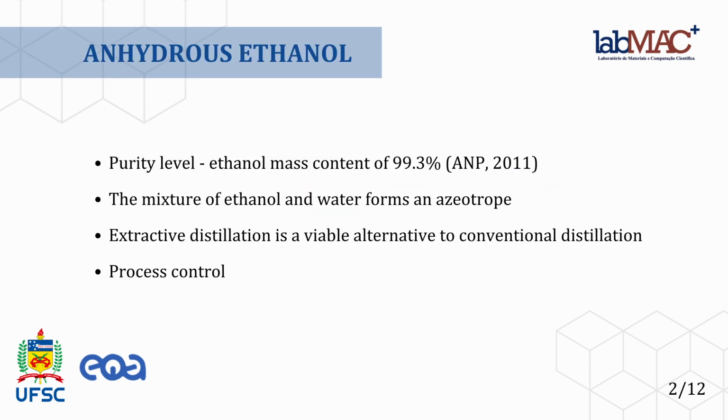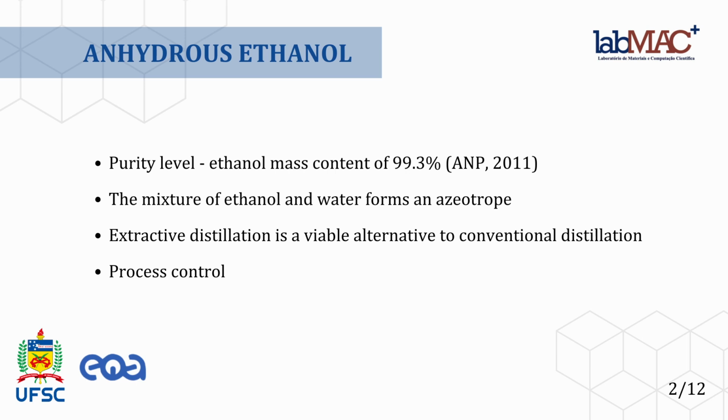A challenge faced by the industry is obtaining anhydrous ethanol at the purity level specified by the National Agency of Oil and Gas, which is a minimum ethanol mass content of 99.3%. The reason for this is that the mixture of ethanol and water forms an azeotrope with a concentration lower than the National Agency specification. Thus, conventional distillation is not able to promote proper separation of this mixture, and extractive distillation stands out as a viable alternative.